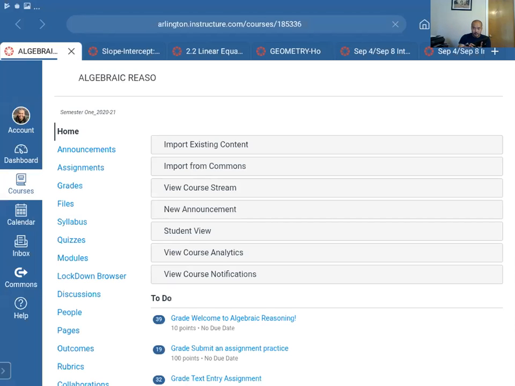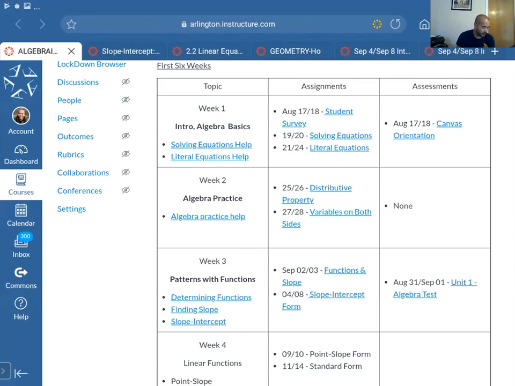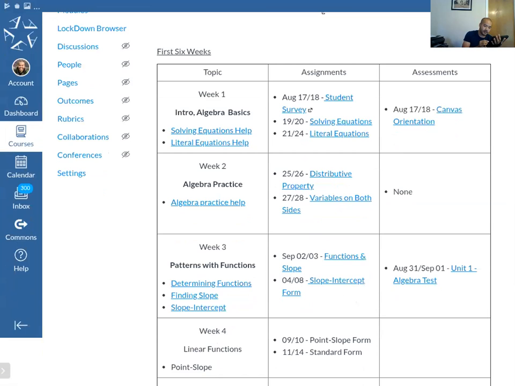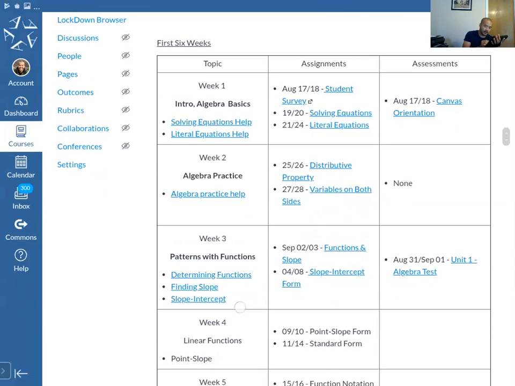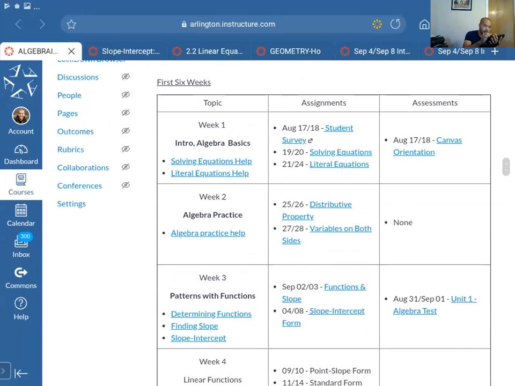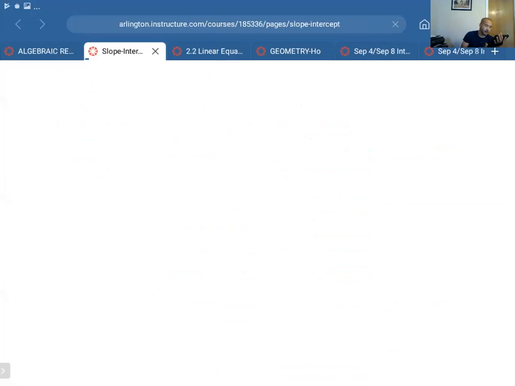All right, so for algebraic reasoning, we are on week 3, the end of week 3. So we've got slope-intercept form is what we're looking at. You've got a page of resources over here on the left, and then the assignment here. So I have both of those ready to go.